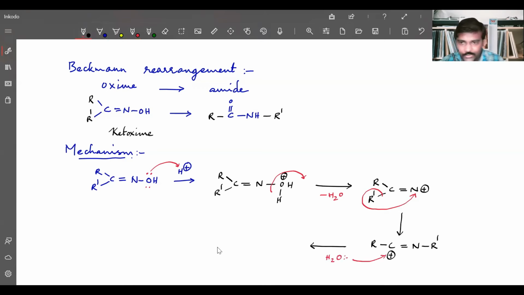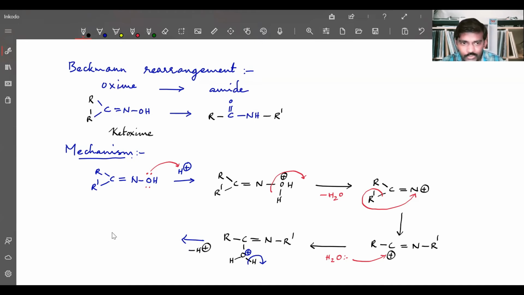So now after attaching the water molecule, what happens? Again, oxygen getting the positive charge. So what it will do, it will lose the H plus ion so that we get carbon attached with OH. Here the H plus ion will be lost, oxygen having the positive charge, that's why. So minus H plus ion I can write.